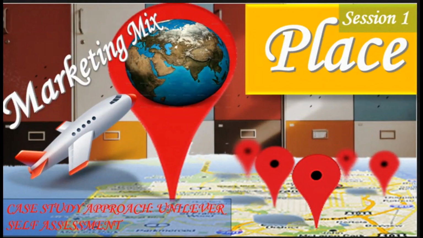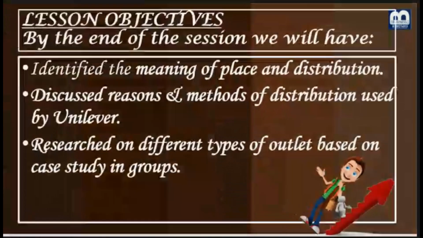Today, we are dealing with the first session on the third P of marketing mix, that is place. We would be having a case study approach on the company Unilever in order to open up our thoughts as a preliminary step towards exploring on this topic. Our lesson objectives for the day is, by the end of the session, we will have identified the meaning of place and distribution. We will have discussed the reasons and methods of distribution used by Unilever. And also, we will have researched on different types of outlet based on case study in groups.